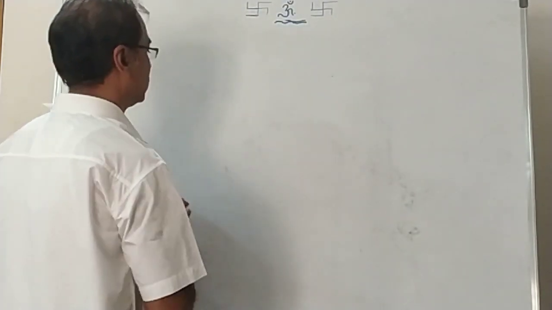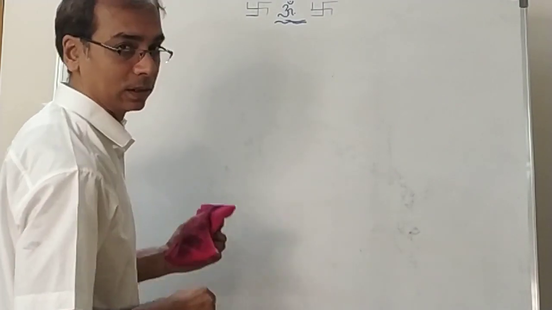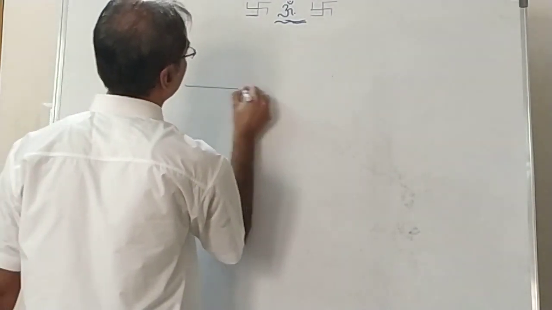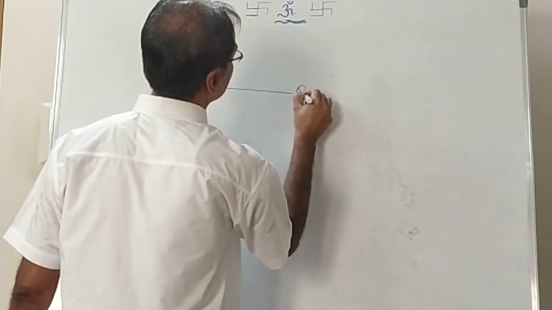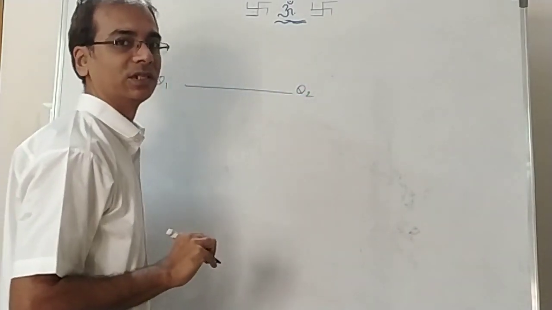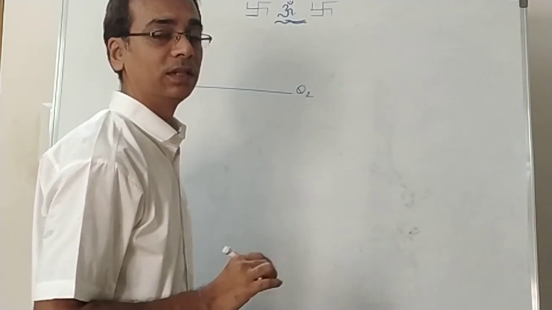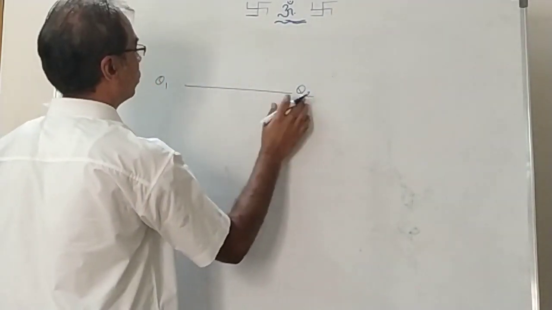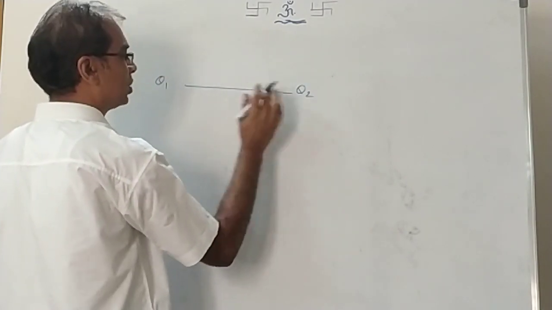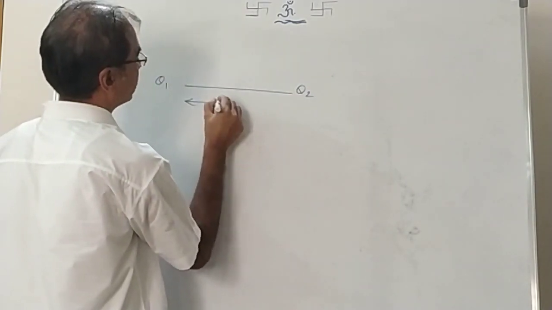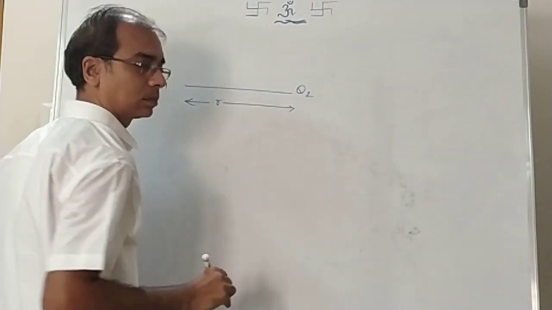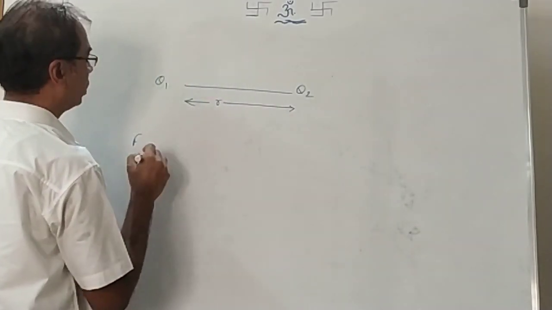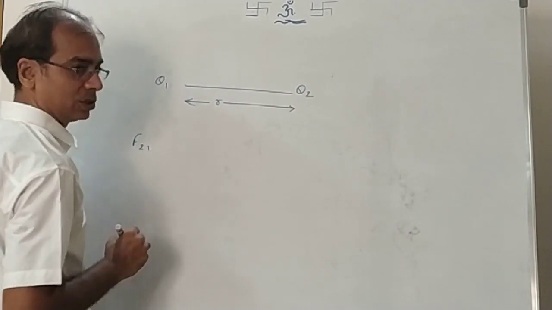Okay, so let's see. When we say vector, what is the difference between the normal form and the vector form? The only difference is, in the vector form you must have the direction. Direction should be involved in the force formula itself. Okay, so let's see now. There are two charges, Q1 and Q2, and separation between them is R. And we are saying force on second charge due to first charge.